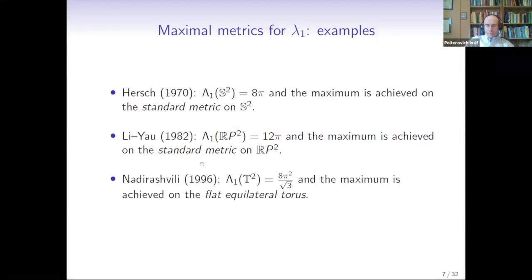So the next example came much later, and this is due to Nadirashvili from '96, who showed that on the torus, the maximum is achieved on the flat equilateral torus. This result had been previously conjectured by Berger, I think in '73, so it took more than 20 years to prove this conjecture. The reason is that this is a very deep result, and the main issue here is to prove the existence of the maximizing metric, that the maximizing metric exists and is sufficiently regular.